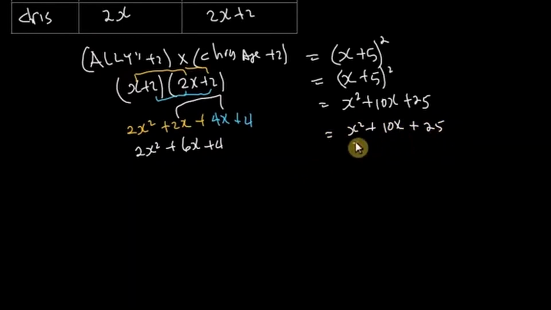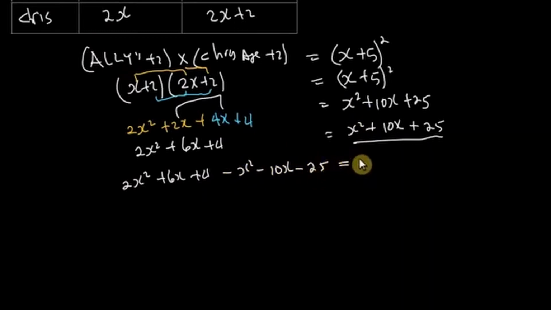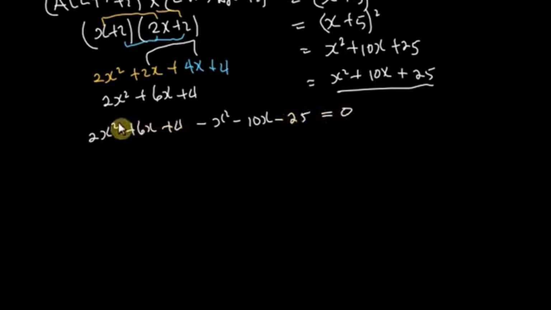Let's take all of this to the left of the equation. So we'll have 2x squared plus 6x plus 4, and we're going to subtract x squared minus 10x minus 25 is equal to 0. So let's simplify. 2x squared minus x squared is 1x squared. 6x minus 10x is negative 4x. And plus 4 minus 25 is negative 21, and that is equal to 0. So after simplification, we have x squared minus 4x minus 21 is equal to 0.